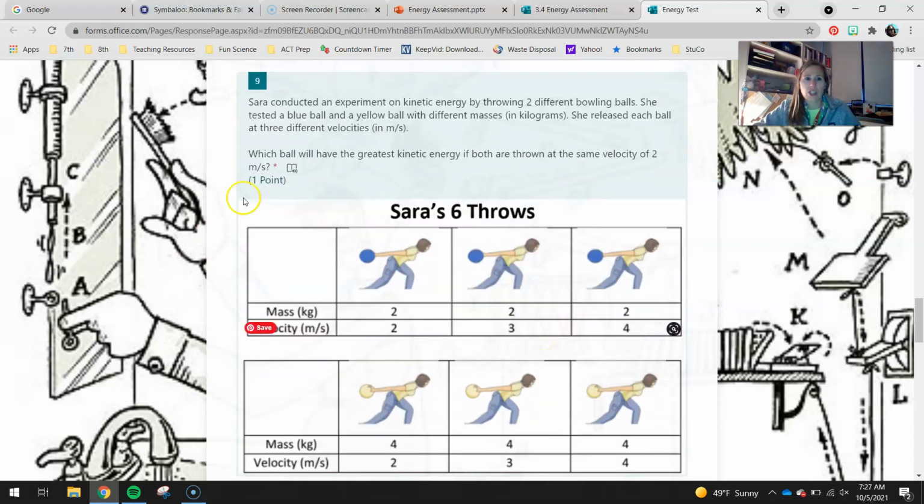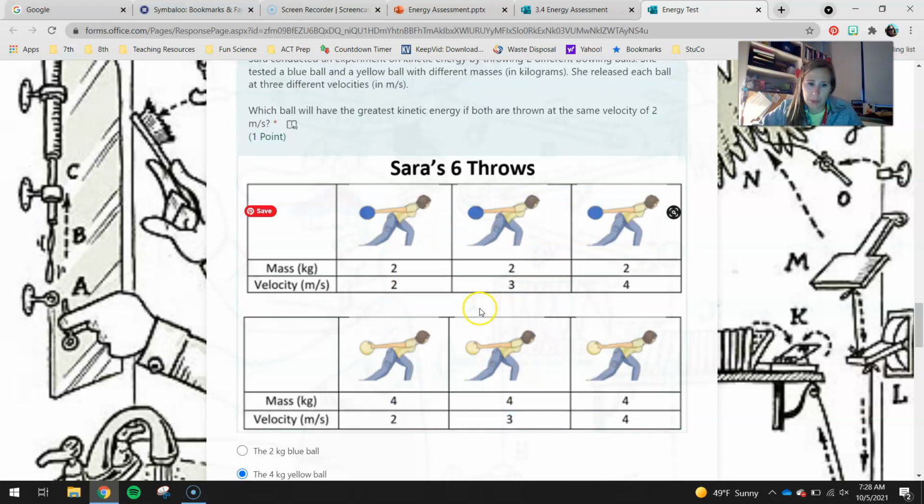Okay, finally for this section, a couple questions about Sarah here, who is bowling. Sarah conducted an experiment on kinetic energy by throwing 2 different bowling balls. She tested a blue ball and a yellow ball with different masses in kilograms. She released each ball at 3 different velocities. So you guys can see here's the mass of the blue ball is 2 kilograms. And then she threw that 2 kilogram blue ball at 3 different velocities. So 2 meters per second, 3 meters per second, and 4 meters per second.